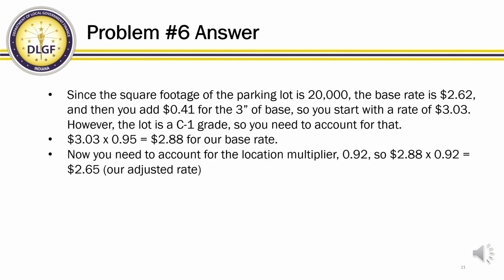So as we work our way to the right, you're going to notice the next thing is our location multiplier. So it told us this was in Greene County. We need to go to our updated location cost multipliers, and you should have found 92% or 0.92 for Greene County. So we're going to take our $2.88 times 0.92. That's going to give us an adjusted rate of $2.65.